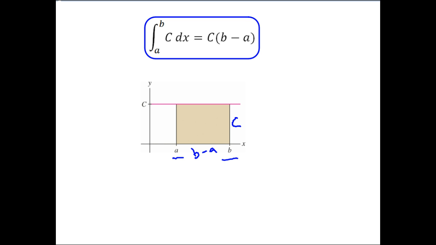So an example of this is if we wanted to integrate from, say, 1 to 3 of 6 dx, well, that would simply be 6 times 3 minus 1. Well, that area is 12.